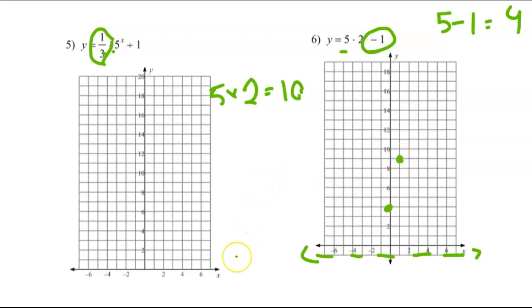Now my other option would have been to add or subtract the asymptote. So I could have said 10 - 1, and that would have equaled 9. And that would have saved me from counting up to 9. But either way gives you the same answer.